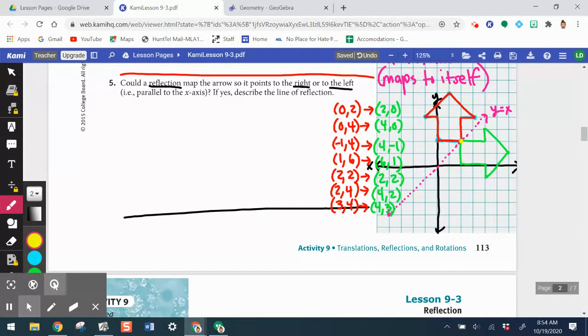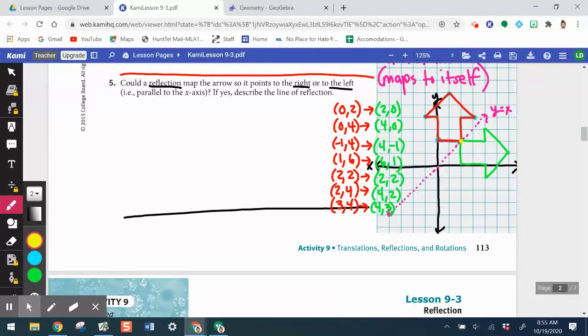So you might have been puzzled with this one for a little bit. Could a reflection map the arrow so that it points to the right or to the left, i.e. parallel to the x-axis? I liked how they said that. If yes, describe the line of reflection. So this is where they're bringing that function from the previous page to light. You actually can reflect this arrow so that it points right or to the left. It's actually using the line of reflection y equals x.